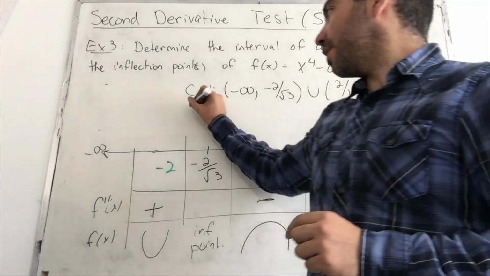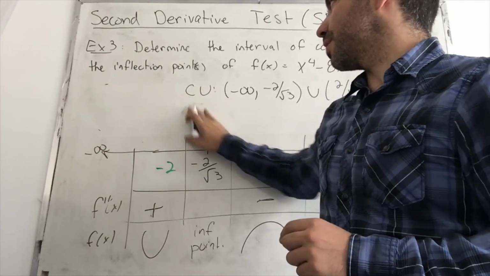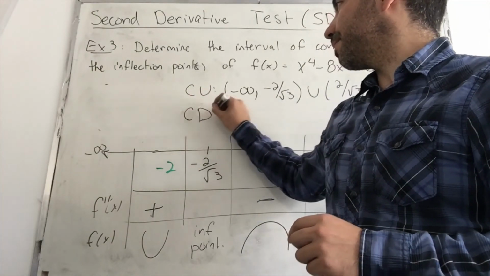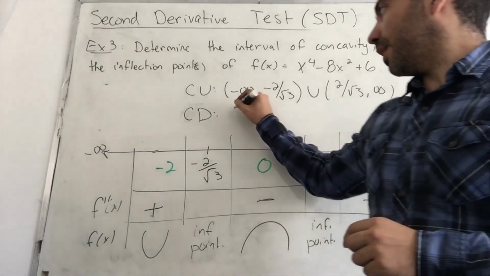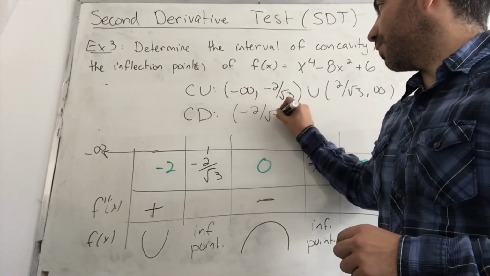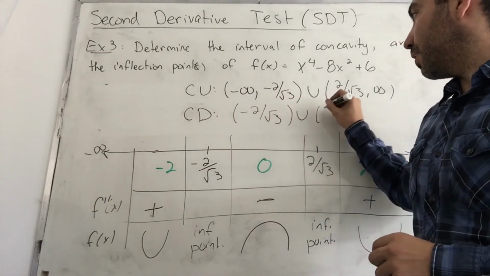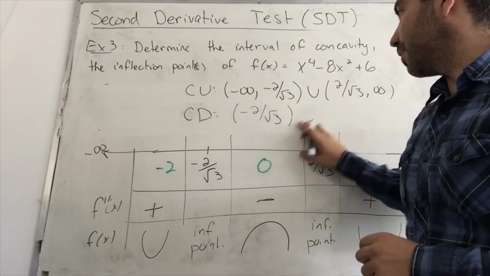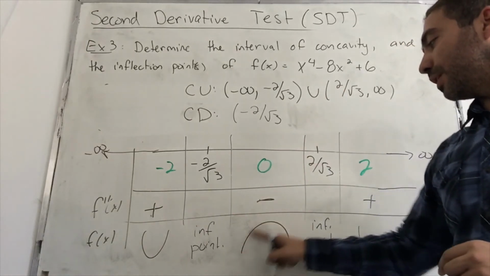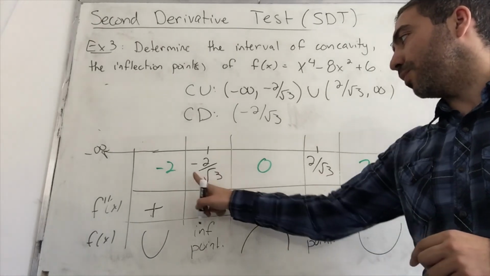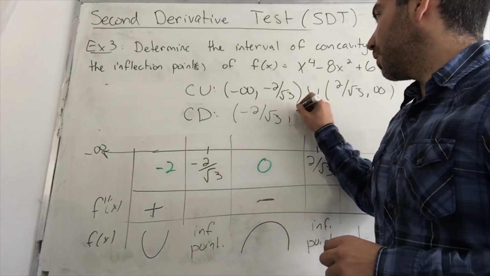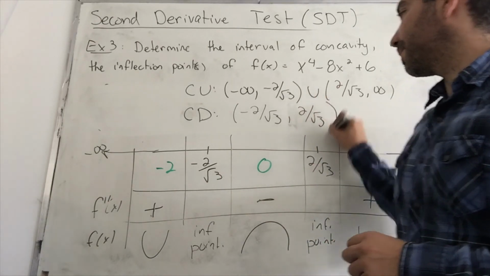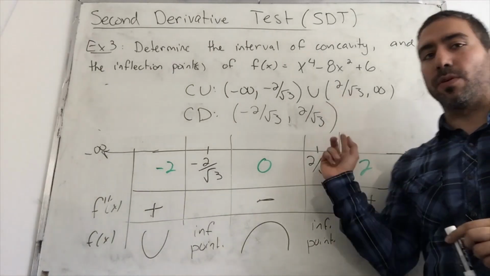To find concave down, it's essentially the rest. So concave down, CD. It's on the interval from negative 2 over root 3, union, oh sorry, no union. There's only one instance where it's negative, so it's between negative 2 over root 3 and positive 2 over root 3. Okay, and that's the interval of concavity.